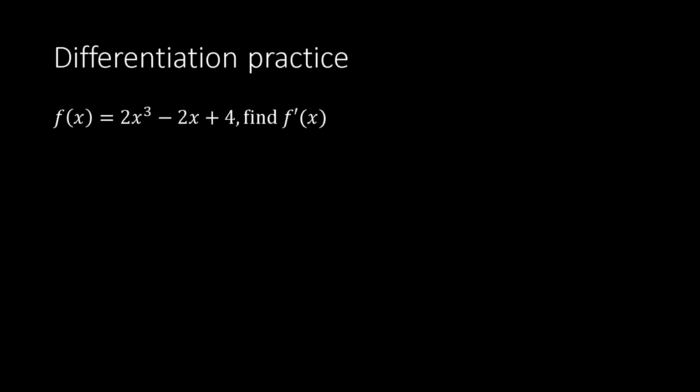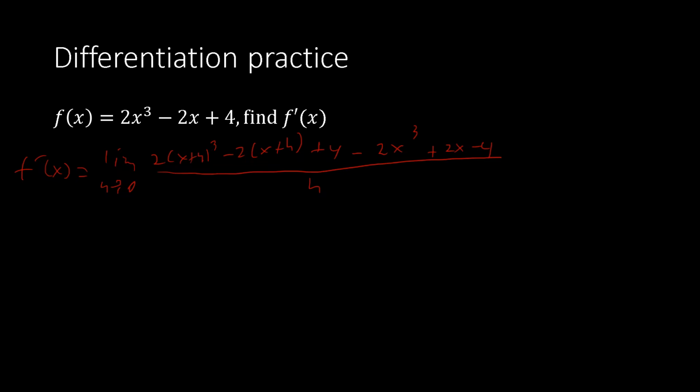Okay, let's move on to our next problem. Now we're going to do f of x equals 2x cubed minus 2x plus 4, and we're going to find f prime of x. Okay, so immediately I can see these 4's are going to cancel, but I'm going to start multiplying out all of these terms. So this is going to be x cubed plus 3x squared h plus 3 h squared x plus h cubed. I'm just going to multiply 2 by all of those. And I figured this out just by using Pascal's triangle and the rule for binomials. That's just going to be minus 2x minus 2h.